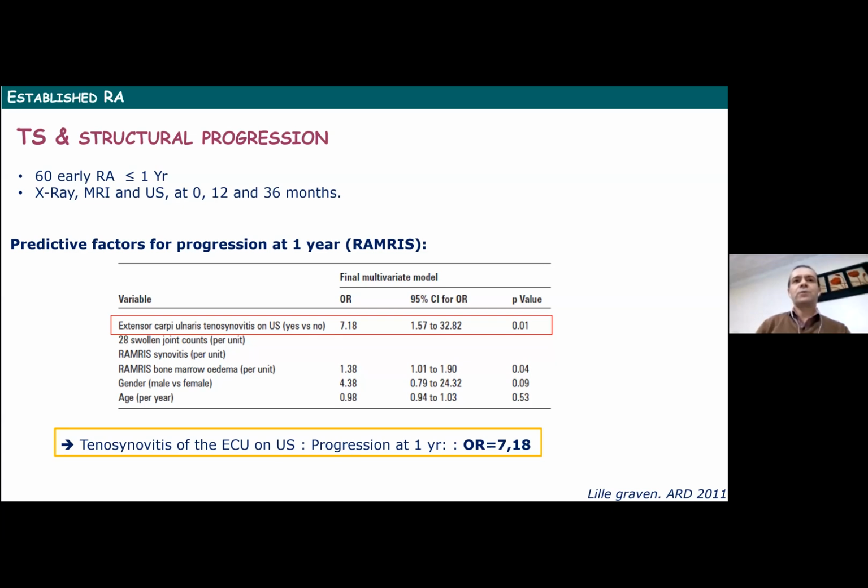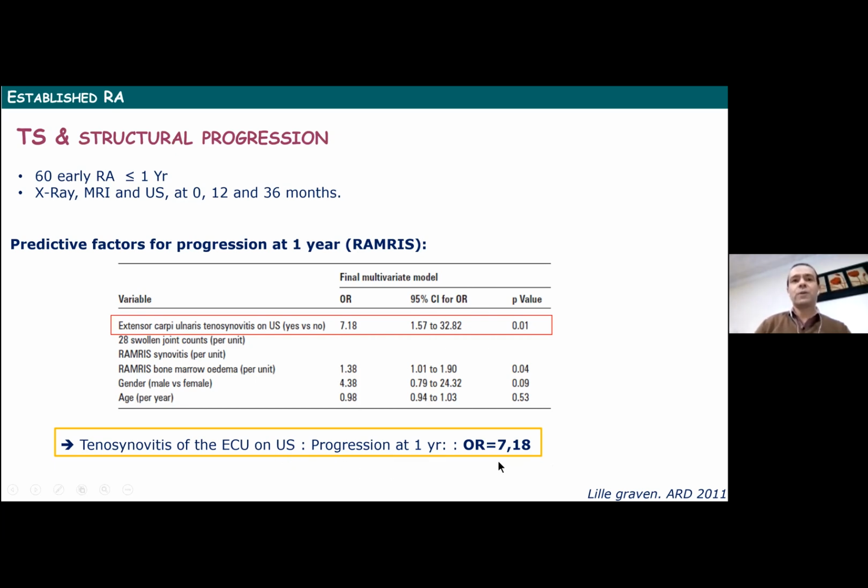And authors tried to search for prognostic factors at inclusion that can predict the progression to a more erosive disease at 3 years. One of the strongest predictive factors was the presence of tenosynovitis on extensor carpi ulnaris on both hands, found on MRI with an odds ratio of 7, or on ultrasound as well with the same score, with an odds ratio superior to 7.